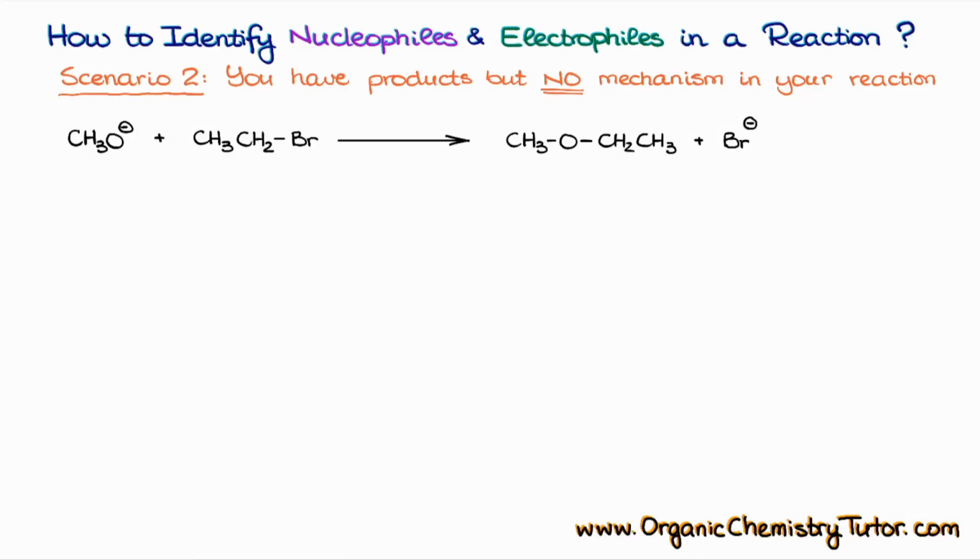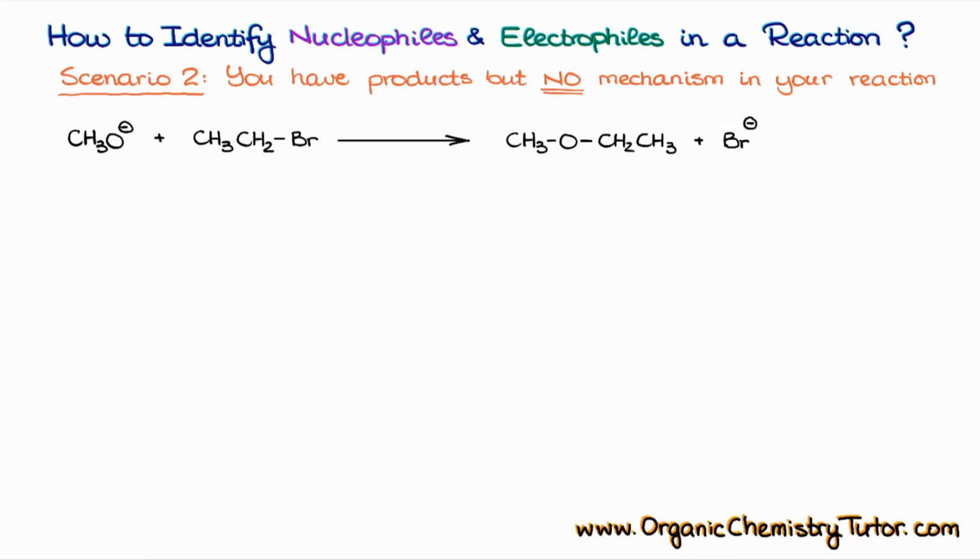Now, in the second scenario that I have here on the screen, we have the reaction products, but we do not have the curved arrow mechanism to show us the electron flow from one species to another species. So we'll have to figure out that one for ourselves. And so the question is, well, how exactly are we going to do that?